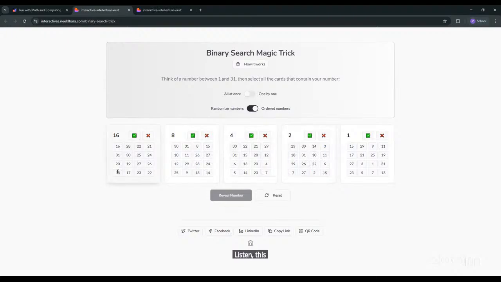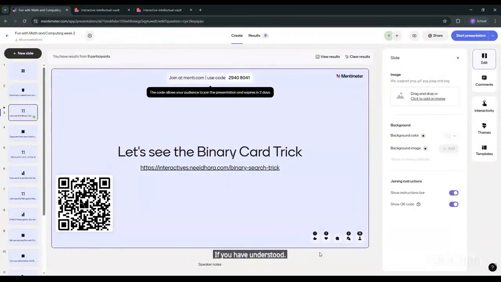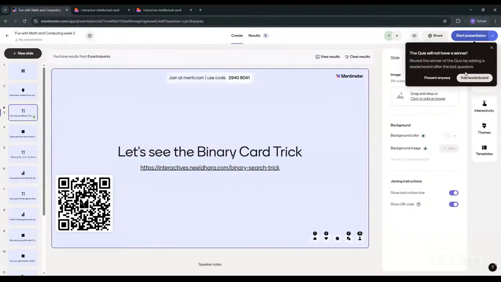And in another way, simply write 27 in the form of 16 plus 8 plus 2 plus 1. So it will be in the cards 16, 8, 2, and 1. And that's how you construct this binary card trick magic. Okay, I hope you understood this card trick. If you have understood, is there any question regarding this binary card trick?